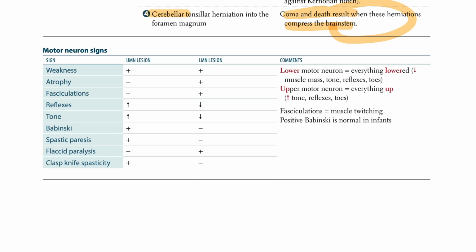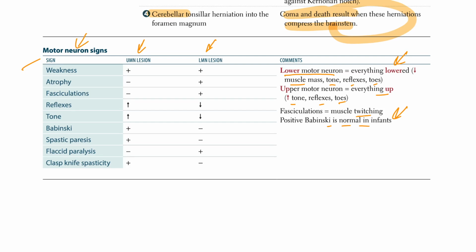Okay, now let's talk about motor neuron signs. In here we have upper motor neuron lesion signs and lower motor neuron lesion signs. Importantly, before we talk about that, let's take a look at some mnemonics. Lower motor neurons will give you everything being lowered: a decrease in muscle mass, tone, reflexes, toes. With the upper motor neuron, everything is up: tone, reflexes, toes. Fasciculation is muscle twitching. Positive Babinski is normal in infants. So let's take a look at each one of these things.